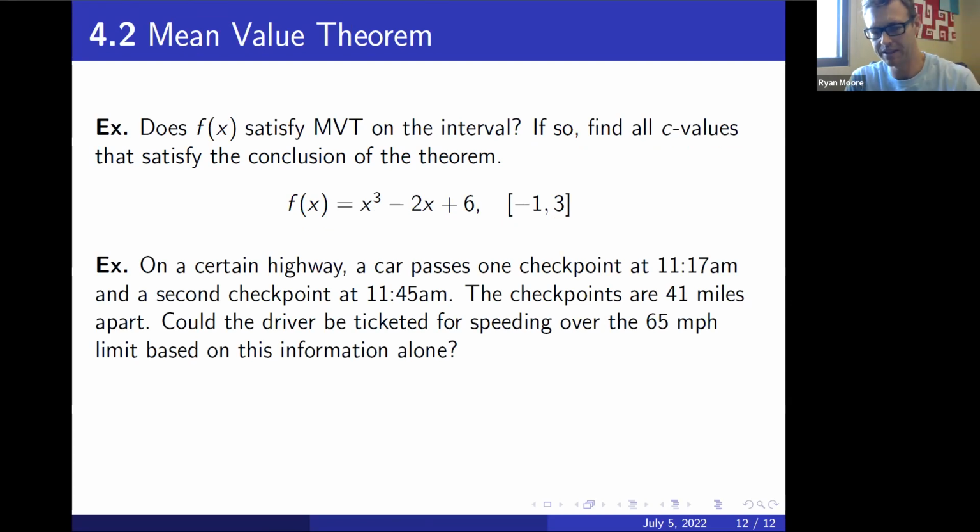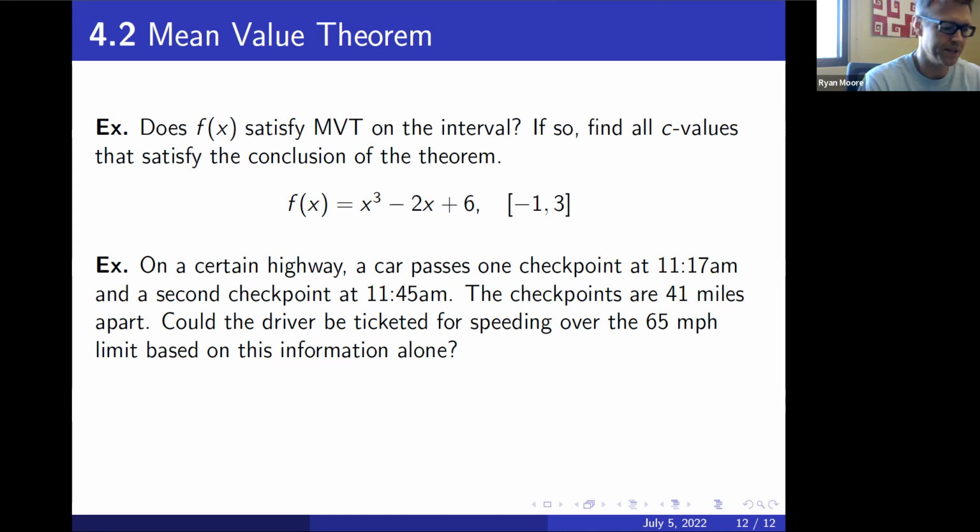On a certain highway, a car passes one checkpoint at 11:17 a.m. and a second checkpoint at 11:45 a.m. So think like highway patrol's got these checkpoints set up. It's like this lone stretch of highway, kind of removed a little bit, maybe. Nobody's really patrolling it, but they have these checkpoints. The checkpoints are 41 miles apart.